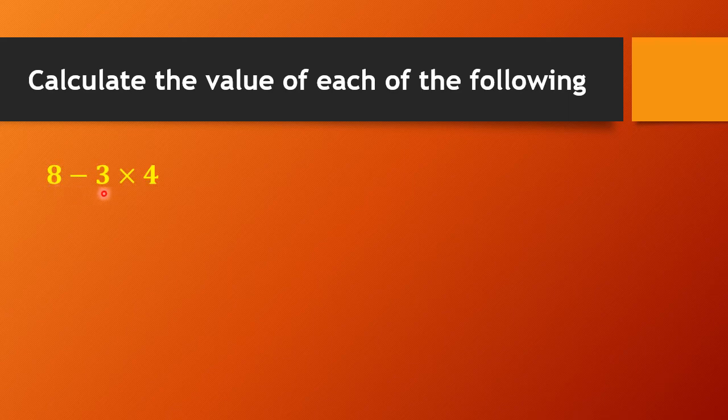8 minus 3 times 4. The first operation we will do is multiplication. So it will be 8 minus 3 times 4, which equals 12. After that, we will do the subtraction operation. 8 minus 12 equals negative 4.